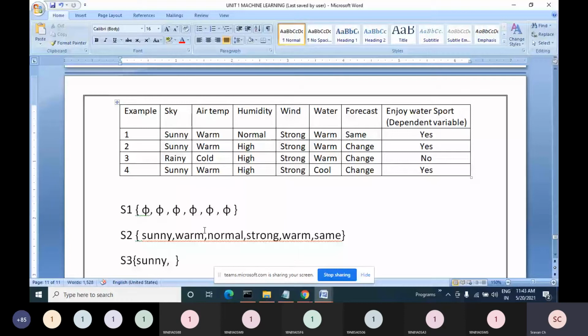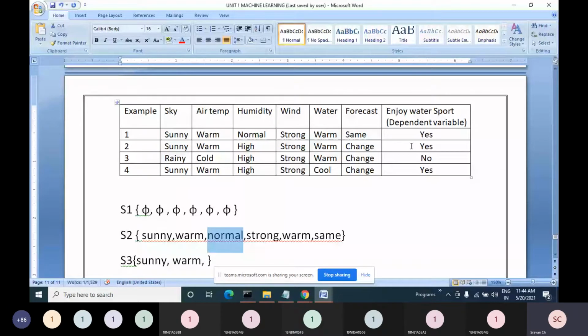What is the third attribute value? High. But what is the third attribute value in my most specific hypothesis? Normal. What do you mean by this? It's a mismatch. A mismatch means if it is normal or high, in any case the outcome is the same. Outcome is yes only. So if there is a mismatch, I will replace it with a question mark.